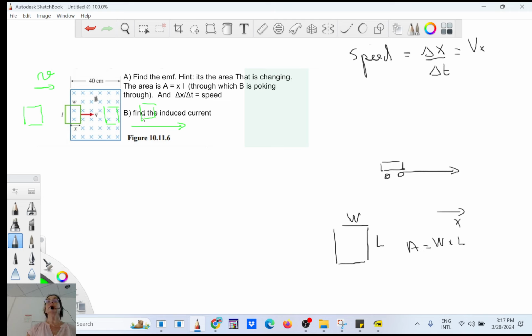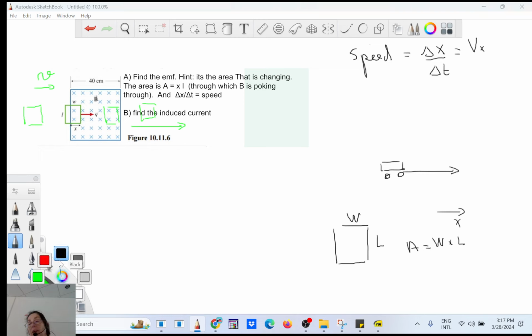And then here it is still moving. Do you have a change in the field lines? No, because there are no field lines. Okay? So you only have a change when you are entering or leaving the region. Okay? Do you agree?